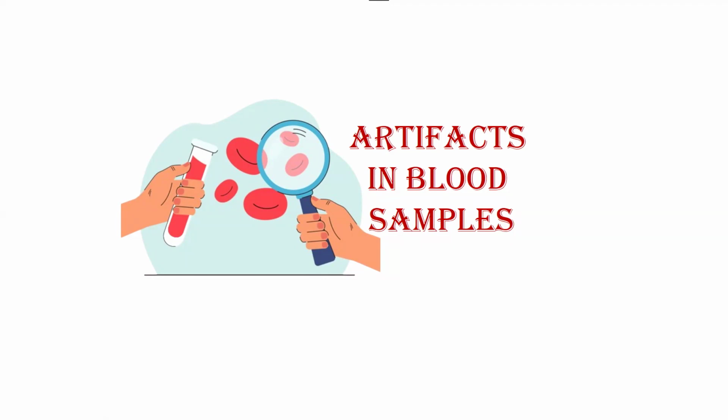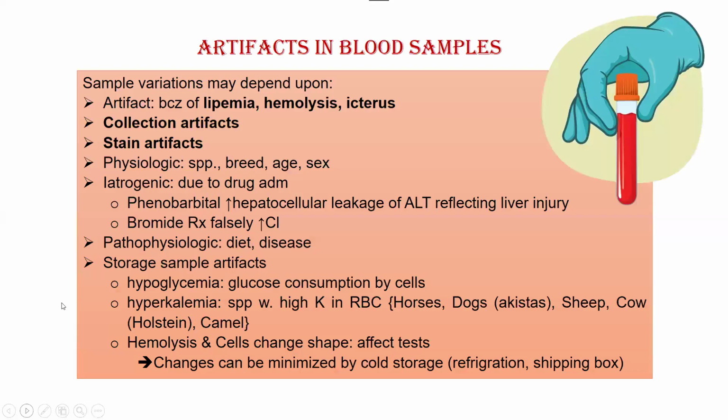In this video, we are going to talk about artifacts in blood samples. The previous video was about vacuotainers, where we have seen that you collect the blood, then you transport that blood to the lab, and then in the lab, the sample is processed. In all of these processes, there are many errors that can cause artifacts in the blood sample, leading to false positive or false negative results. So let's see what those factors are.